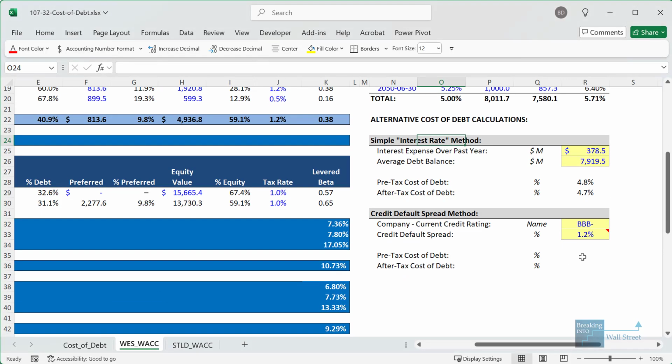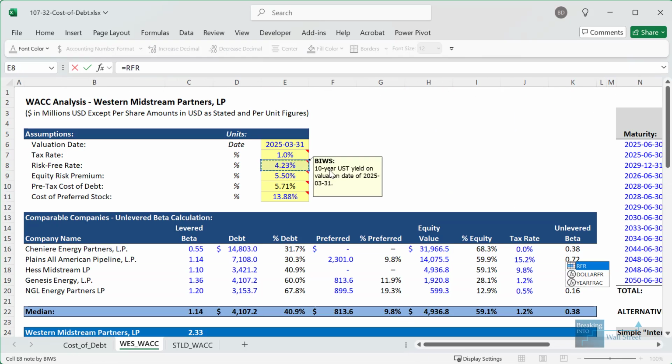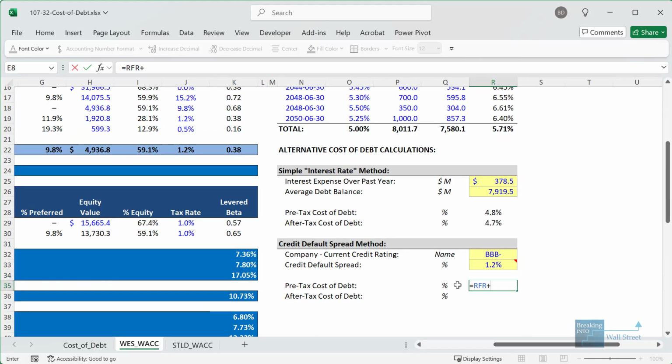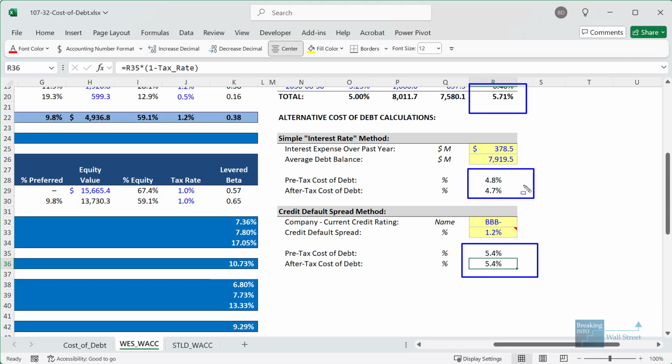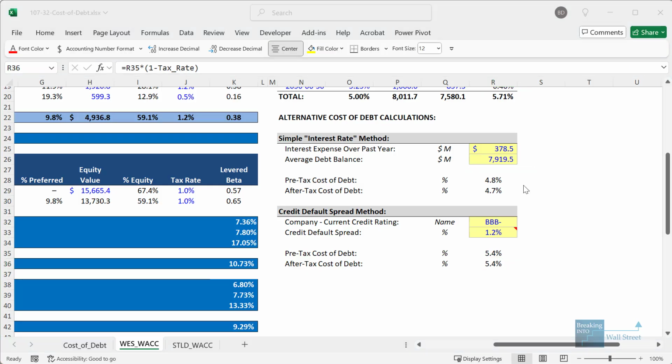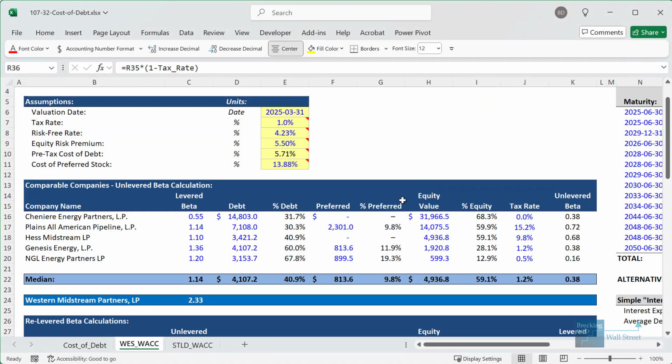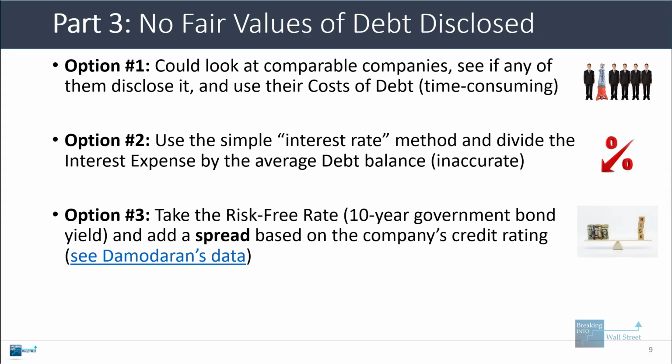So we could go back here and say that the pre-tax cost of debt for this company equals the risk-free rate, 4.2% on this date, plus the credit default spread of 1.2%, and then we can multiply by 1 minus the tax rate to get the after-tax version as well. Now this is better. It is closer to the 5.71% and definitely more accurate than the simple interest rate method. It may seem like a small difference, but again, if the company uses substantial debt, this can add up and make a more significant difference on the overall valuation output.